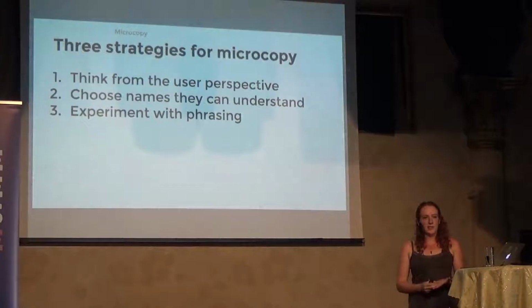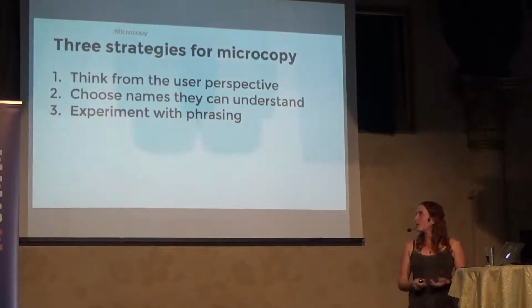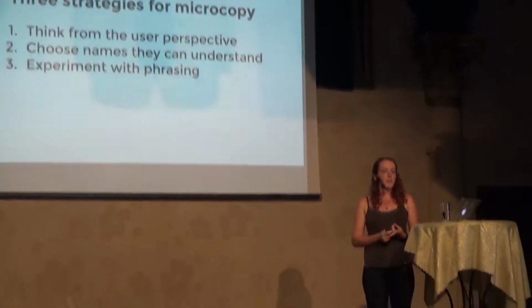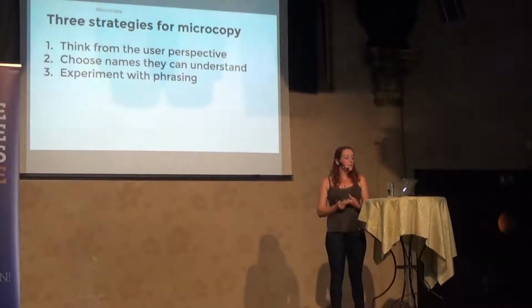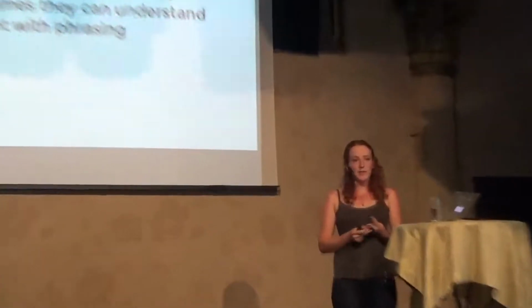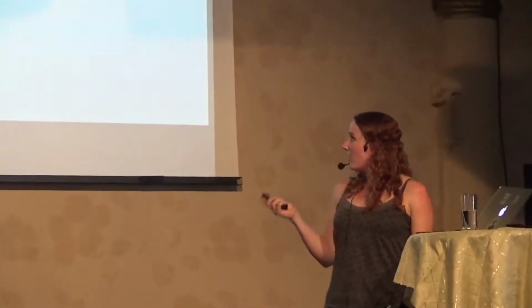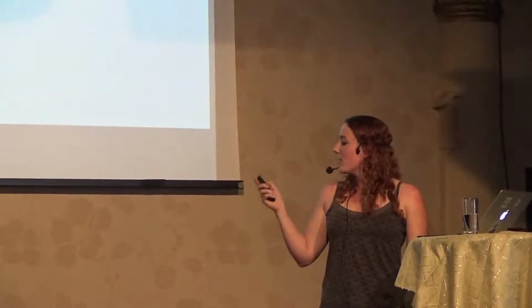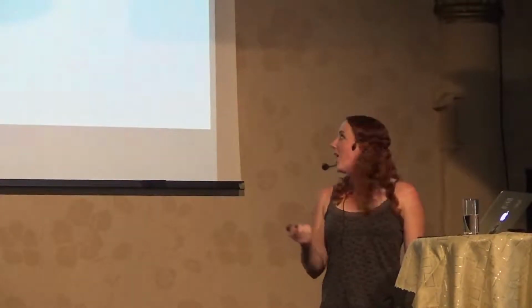So let's talk about ways not to do this. I've got three strategies I want to go through that can help us do better. Firstly is thinking from the user's perspective, choosing names they can understand, and experimenting with phrasing. So, that Cascade example brings us to the first point, which is to not do this. Think from your user's perspective. You need to put yourself in their shoes. Think about what the workflow is that they're doing, what tasks they're trying to achieve. And if you can just pin that down, then great, call it that.